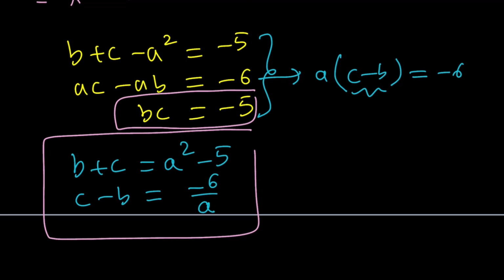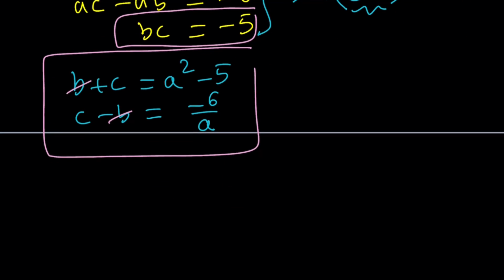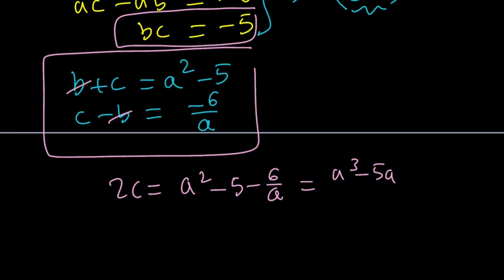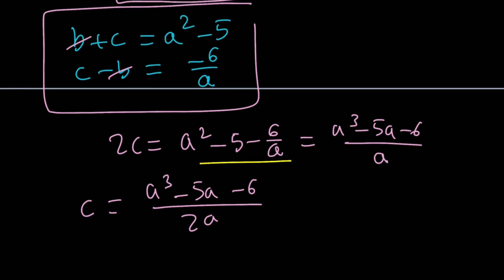For example, if you add these equations, b is going to cancel out. We're going to get 2c, or not 2c. Well, I should have known b first, so I should get 2b. But you get the idea. And by division, we're going to get c. So 2c is going to be a squared minus 5 minus 6 over a. You can write this as a cubed minus 5a minus 6 over a. And then c will be a cubed minus 5a minus 6 over 2a. And of course, b will be very similar to this.